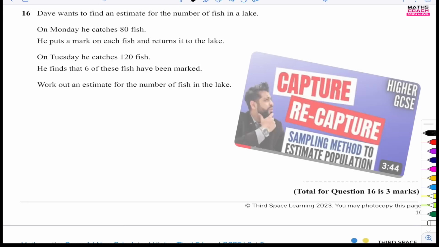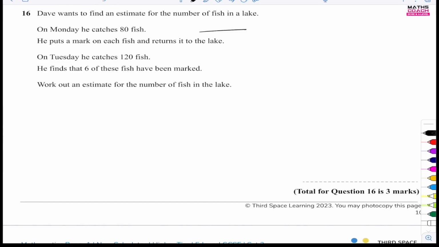I have got a video on the capture and recapture method, so you can go and look that up if you want to practice more on this. All right. So let's start with the first one.